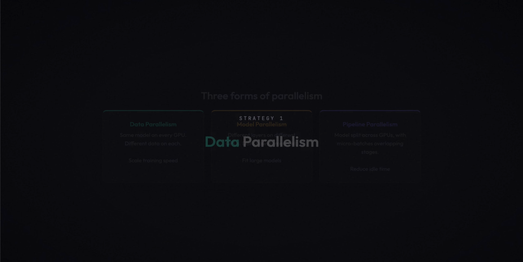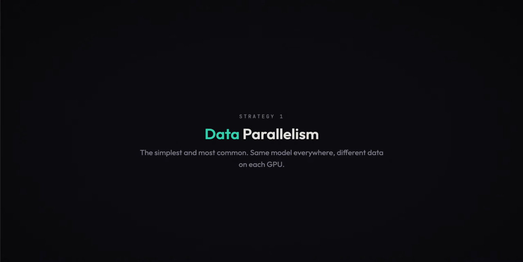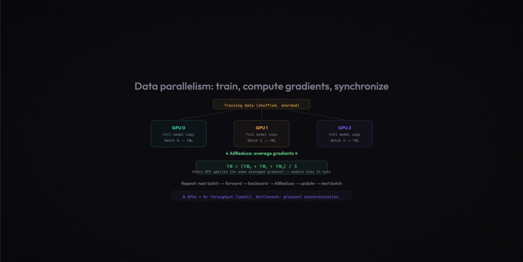Strategy 1: Data parallelism. The simplest and most common approach. Same model everywhere, different data on each GPU. Here's how data parallelism works. You have three GPUs, each holding a complete copy of the model. The training data is shuffled and split into batches. GPU 0 gets batch 0, GPU 1 gets batch 1, GPU 2 gets batch 2. Each GPU independently runs forward pass and backward pass on its batch, computing local gradients.